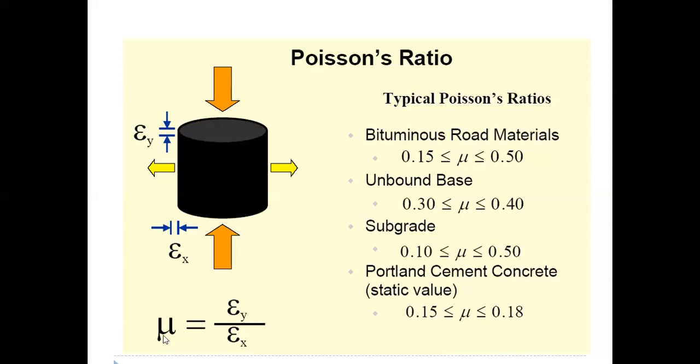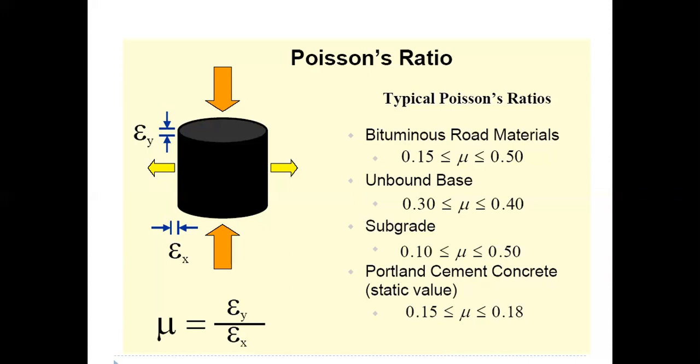So typically, it can be expressed as mu or nu, and it is, as I said, the ratio of strain in Y direction to the strain in X direction. When we talk about pavement materials, the value is between 0.15 to 0.50. When we talk about unbound bases, it is 0.30 to 0.5. For subgrade, it is between 0.1 to 0.5. In the case of Portland cement, it is 0.15.